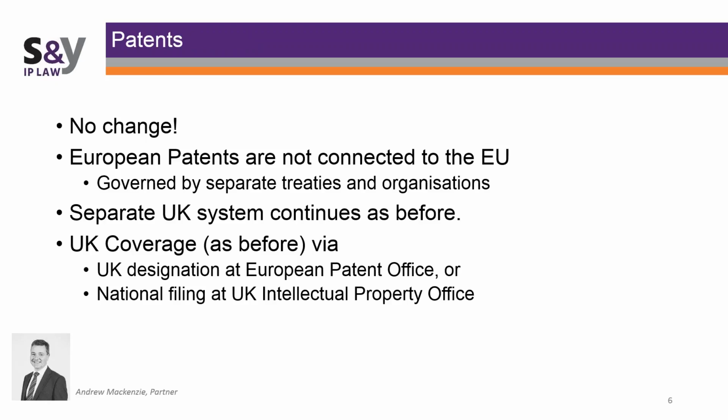So just looking at patents in detail, there is no change at all. Whatever happens in terms of negotiation, the European patent system, because it's separate from the EU, will continue exactly as it does now. And of course the separate UK system that's already in existence will also continue as before. Assuming no treaties are changed, UK coverage for patents will be achieved exactly as it is now, with a UK designation at the European Patent Office under the existing European system, or a national filing directly at the UK Patent Office. So business as usual on patents.